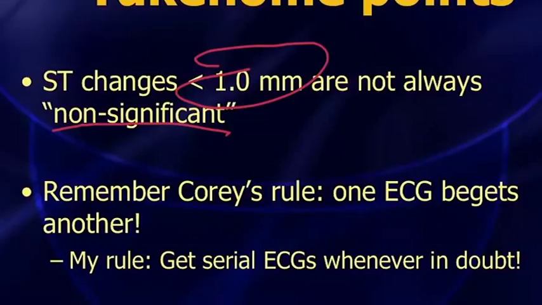Number two, remember Corey's rule. One EKG begets another, or my rule, I just like to say, get serial EKGs. Whenever you have any doubt, whenever you see these so-called non-specific changes, whenever you've got an unremarkable EKG, but the patient is still having pain, get a second, get a third EKG. Remember, an EKG is nothing more than just a piece of paper and ink.